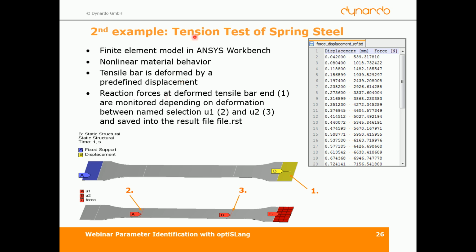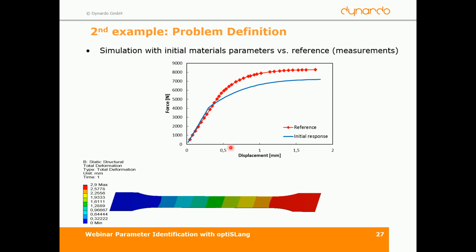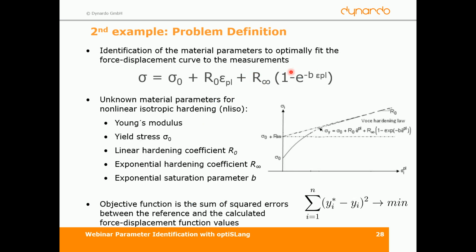The second example is a tension test of a tensile bar of spring steel. That means you have a fixation in this area A and a displacement in this area B, and you have a force displacement curve coming from your experiment. Here you see in red your reference curve. You make a simulation and you get an initial curve from your simulation, and you want to get a best fit between these two curves.